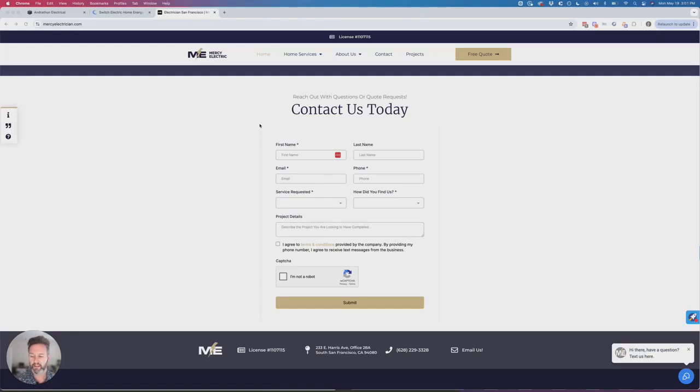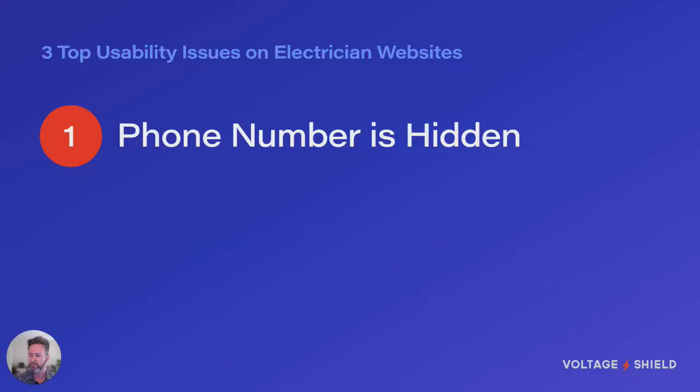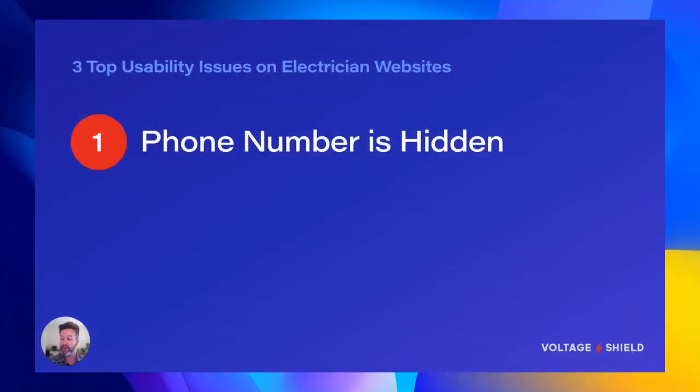Okay, with that, let's go and look at the second major usability issue that we find on electrician websites. All right, so our first issue is that the phone number is hidden, or even that it's at the bottom of the home page. Let's move it up. Let's move it all the way up to the top and make it easy for people to find it.